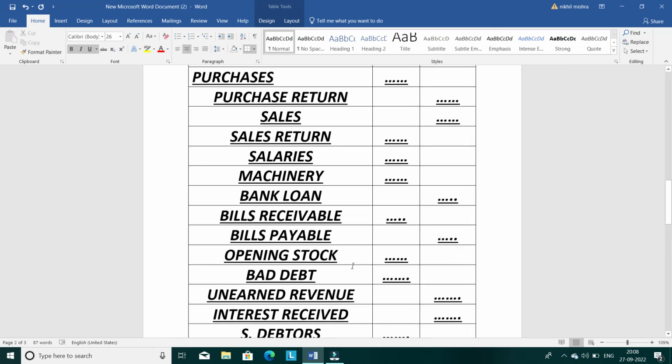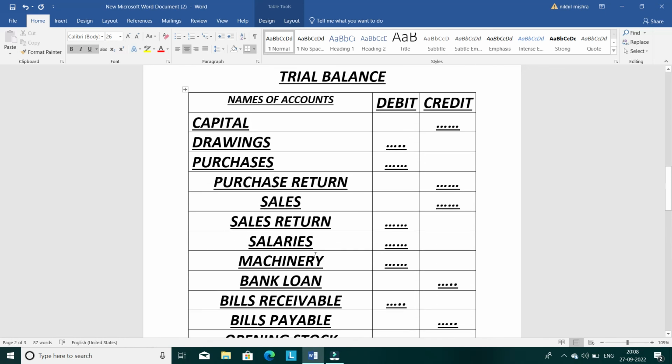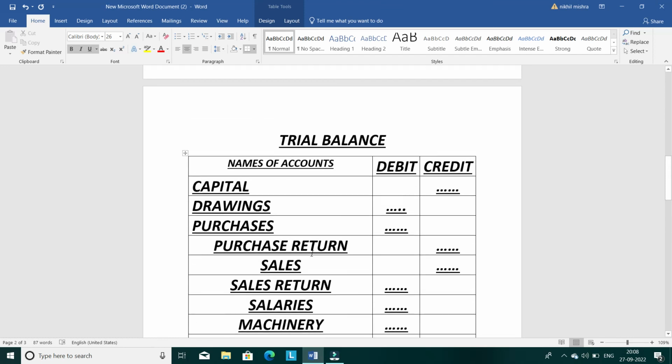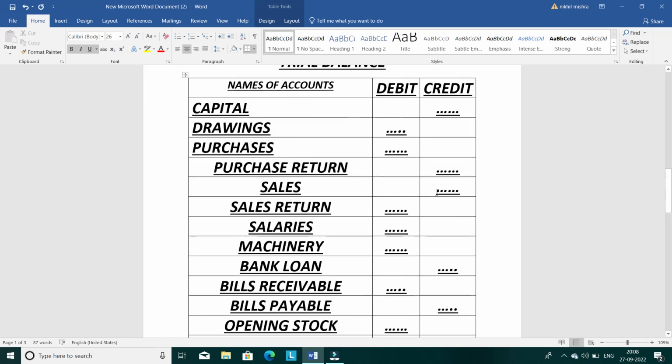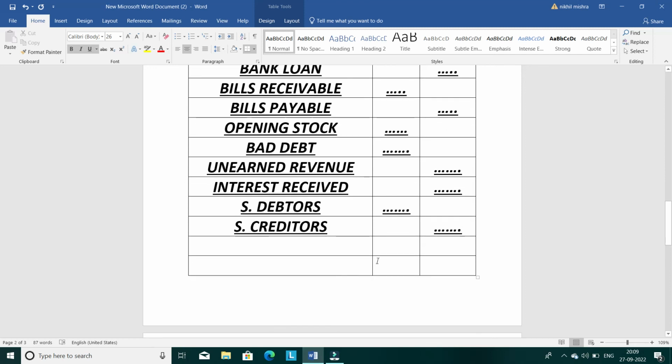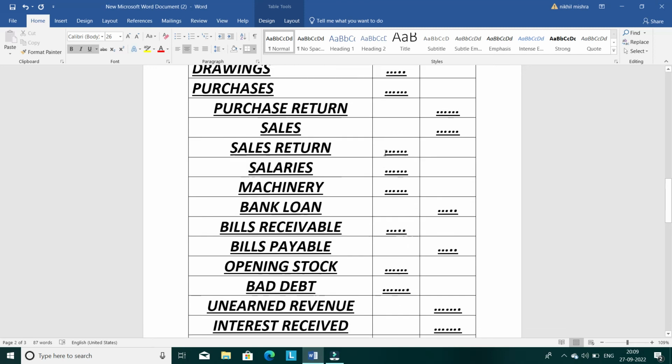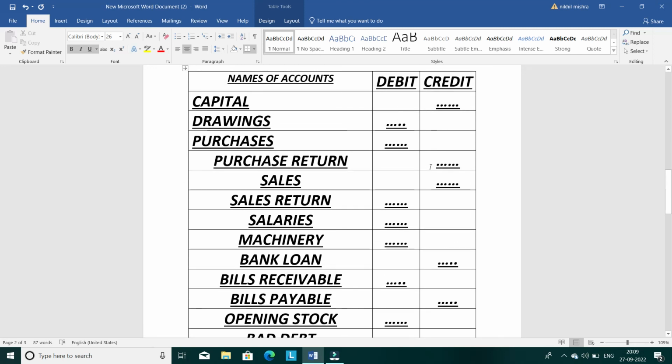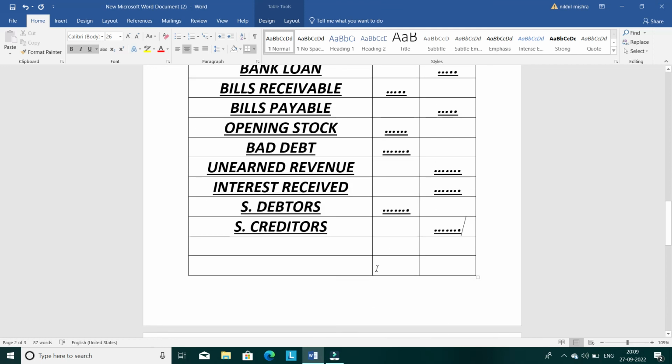This was the basic format of the trial balance. All the expenses and assets will be shown on the debit side, and all the income, gains and liabilities will be shown on the credit side. After this, you simply balance it: add all the debit side amounts and all the credit side amounts, and you will get the same total.